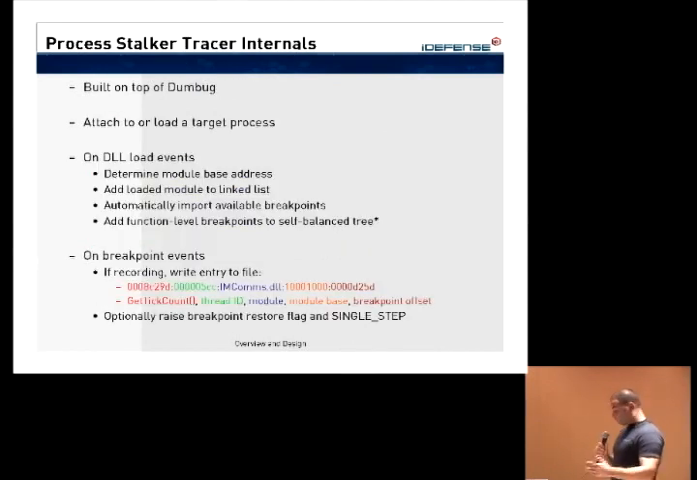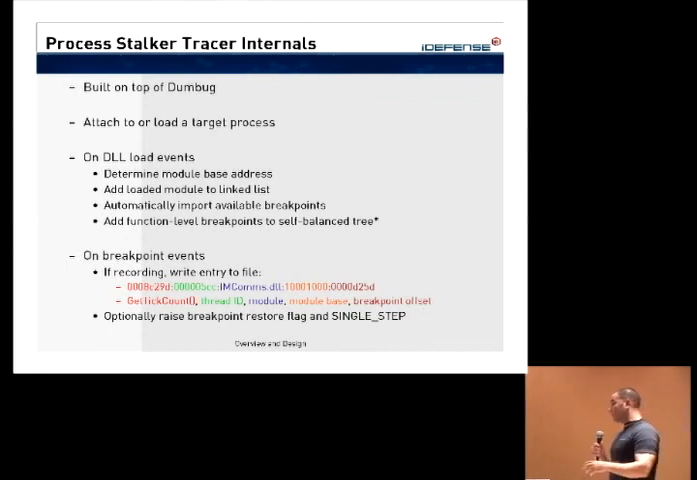So the tracer, built on top of Dumbug, can attach to or load a target process. Every time a DLL load event is hit, it takes that module, determines the base address, adds it to a linked list, and automatically imports all available breakpoints. So if you have 12 modules, you don't have to specify command line arguments to attach and put breakpoints on those modules, especially since they may not be loaded at startup. You just put them in the same directory as Process Stalker.